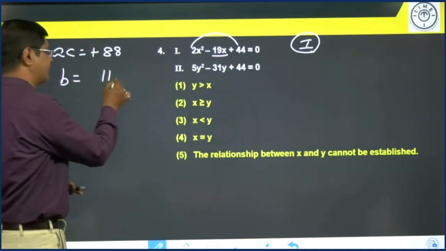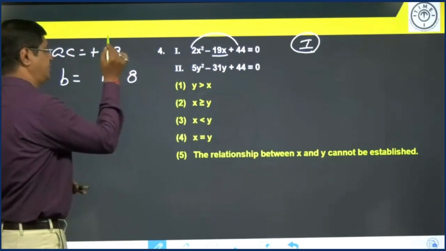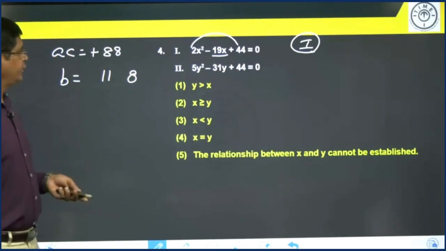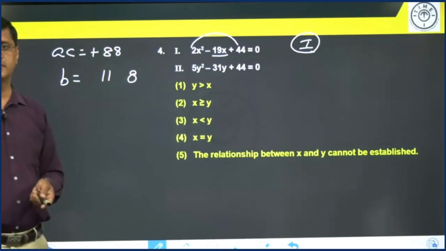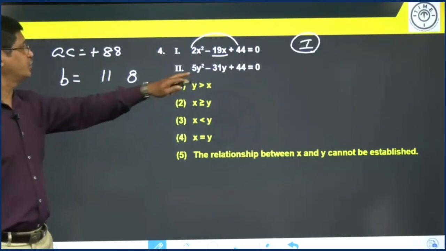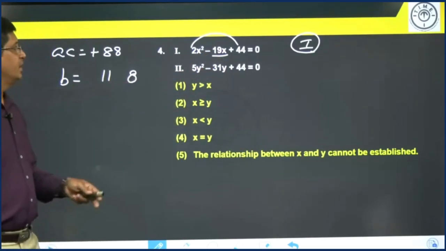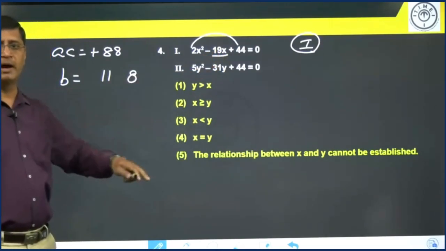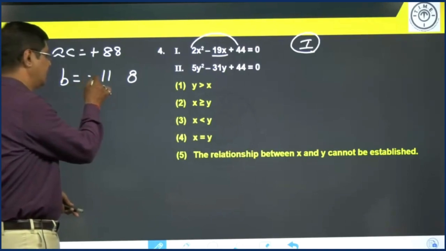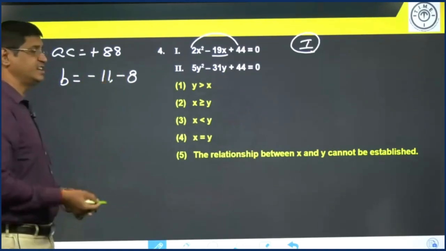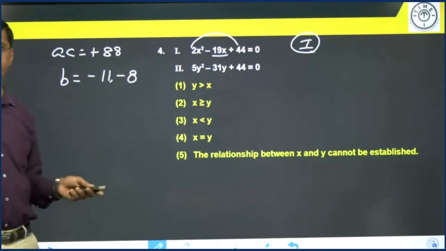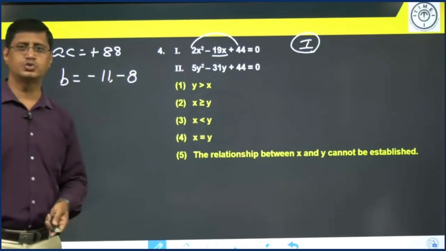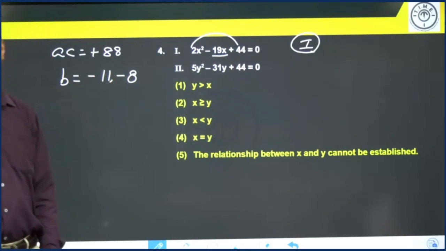Now here, 11 and 8. 11 into 8 is equal to 88. 11 plus 8 is equal to 19. Here minus 19 is the value of the middle term. B is equal to minus 19, so just observe the sum of these two factors: minus 11, minus 8, the sum of these two is equal to minus 19.